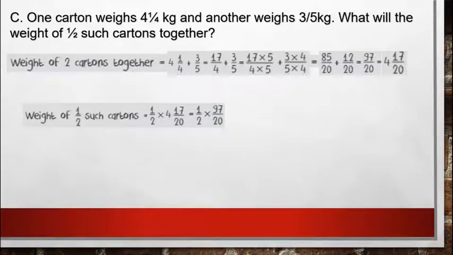Okay, so we need to multiply directly. 1 times 97, that is 97. 2 times 20, that is 40. Do we have any divisible with each other? No. So we need to divide 97 divided by 40. We got the answer of 2 and 17 over 40. So this is the half of our 2 added cartons.